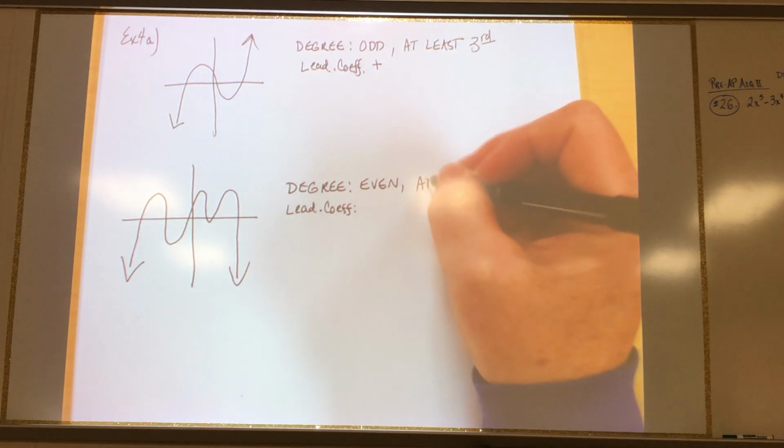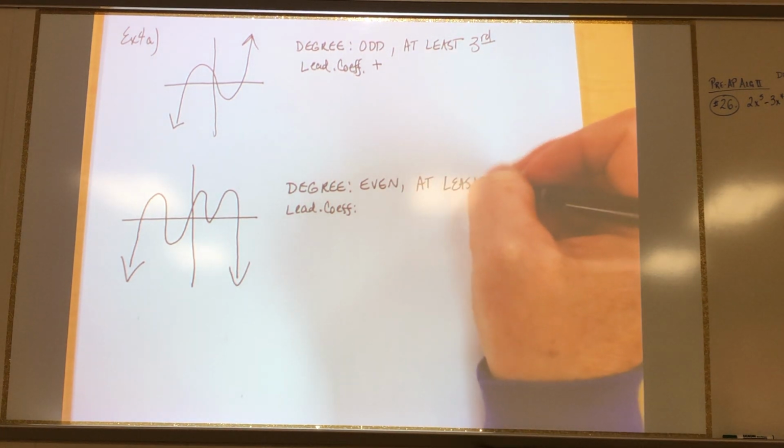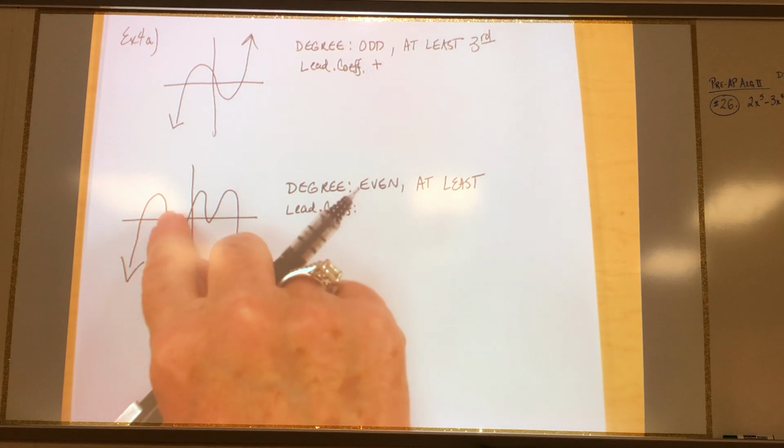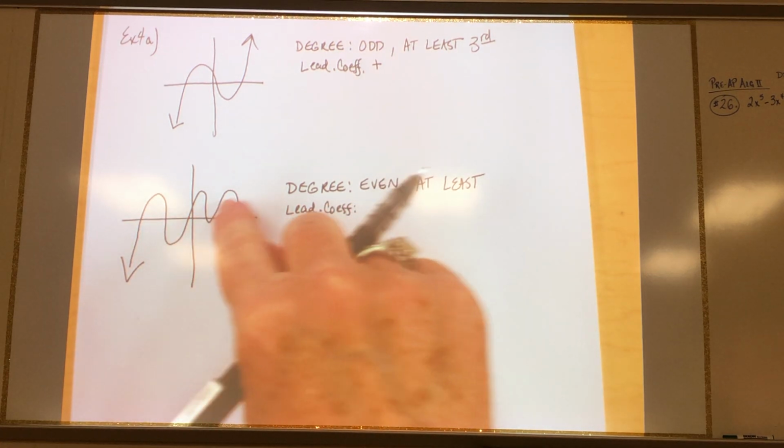It is at least, anybody want to take a guess? 6. Tell me what you did. Count how many times it changed direction. Oh, okay. So there's two different ways to do this. Montana said she counted how many times it changes directions. That's very true, that is what you would do. 1, 2, 3, 4, 5, 6.